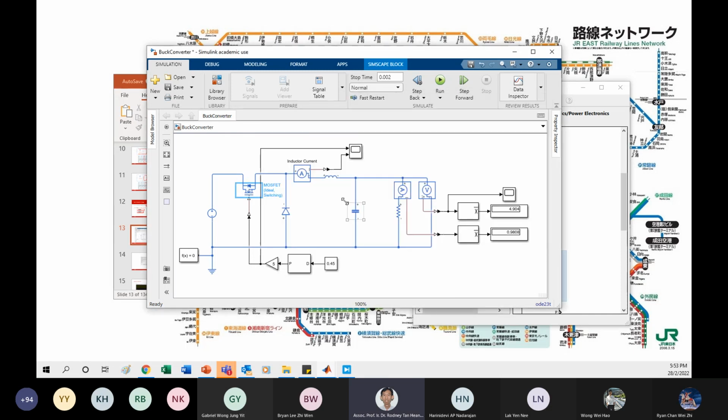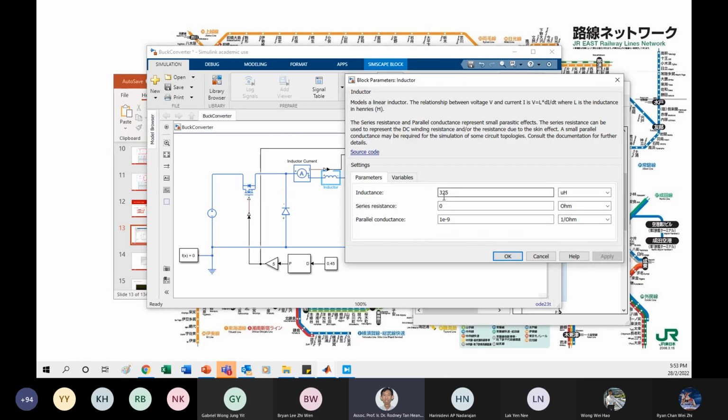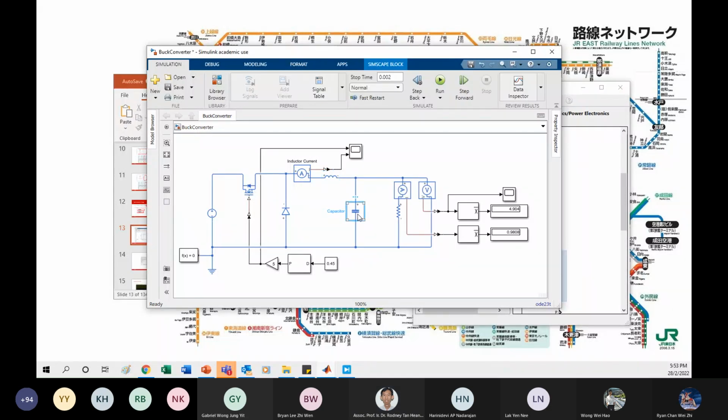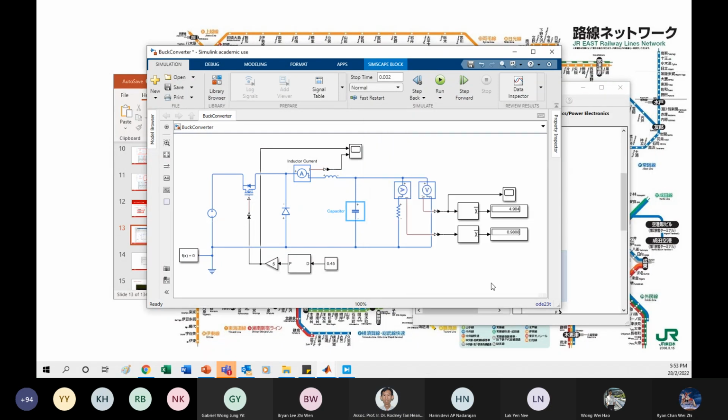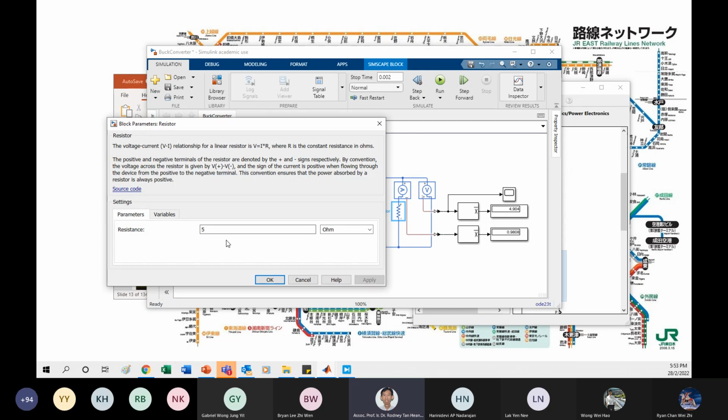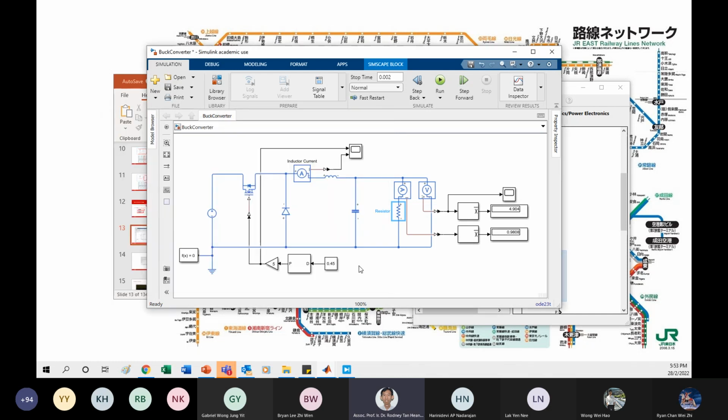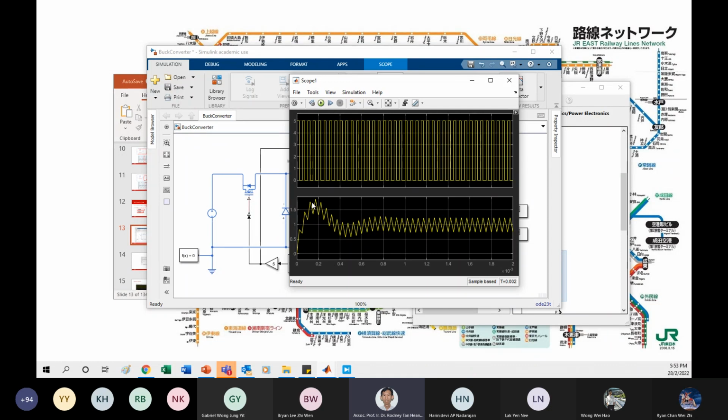So inductor value should be the same as shown in the slide. 325 microhenry. Capacitor 25 microfarad. And then 5 ohm resistor because you want to have 1 amp, 5 volt, 5 ohm, you get 1 amp. It's just like that, nothing much. If you follow exactly, you should be able to get the similar waveform.